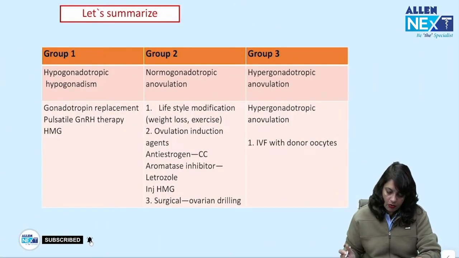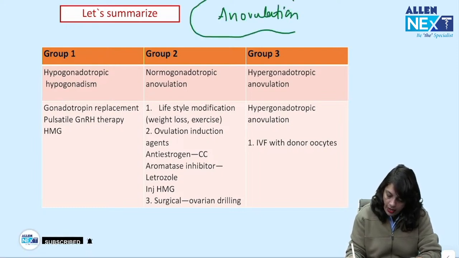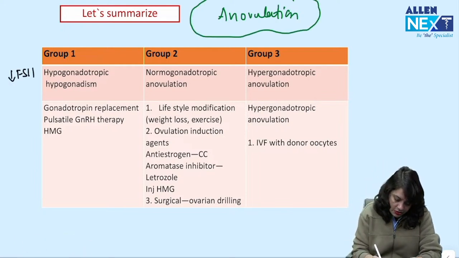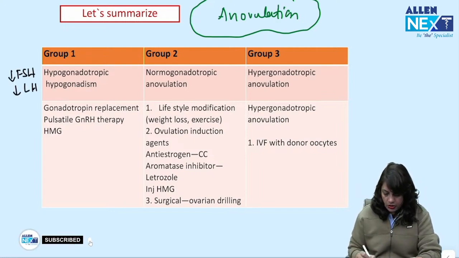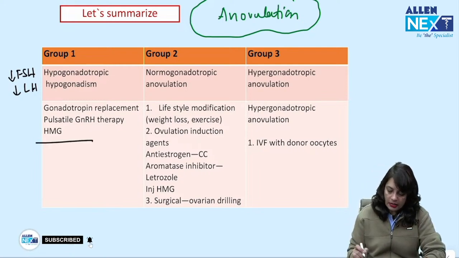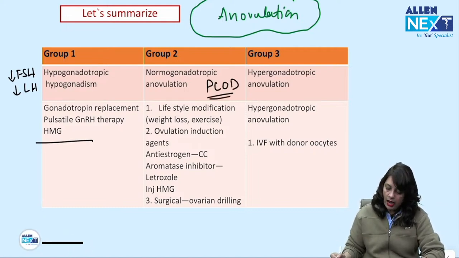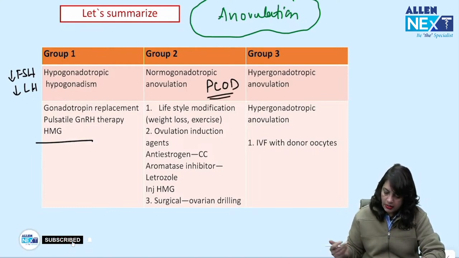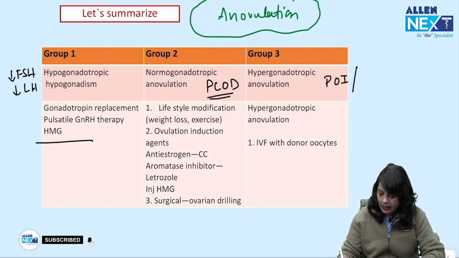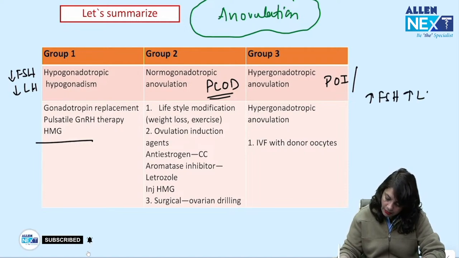Next. Now, in anovulation, there are three categories. First is hypogonadotropic hypogonadism, that means FSH and LH are down. So, you have to give stimulation to the pituitary, this is pituitary failure. Then there can be normogonadotropic anovulation, so the diagnosis is PCOD. And if it is hypergonadotropic hypogonadism, that is premature ovarian insufficiency or premature ovarian failure, FSH and LH will be elevated in that case.